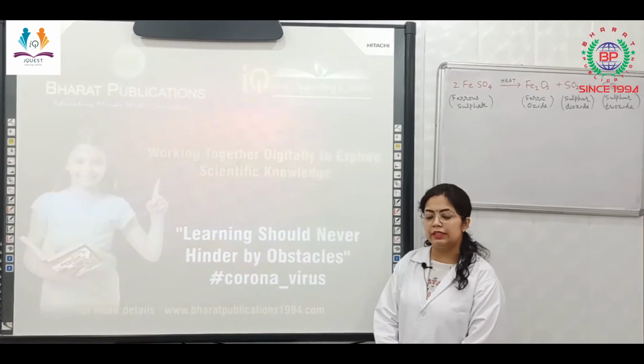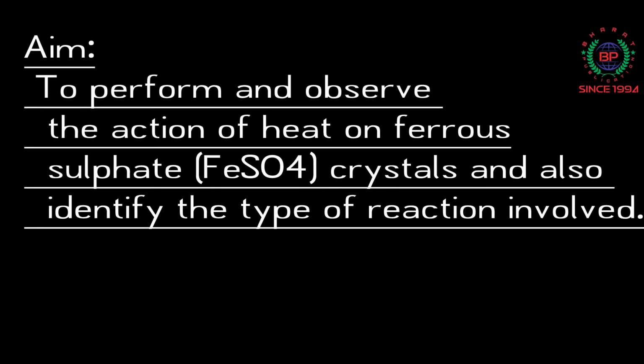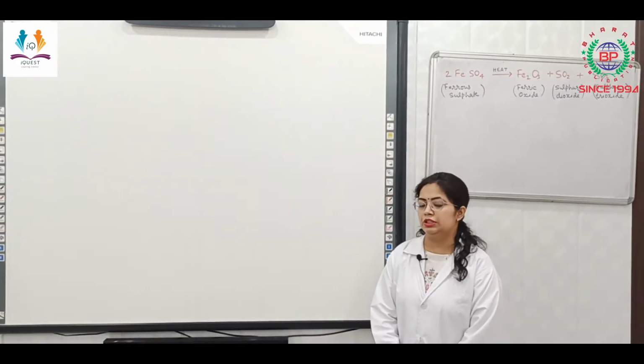Everyone. Now today we are here to do an experiment from the class 10th chemistry. The aim of this experiment is to perform and observe the action of heat on the ferrous sulfate crystal and also identify the type of the reaction involved in it. It is a decomposition reaction.